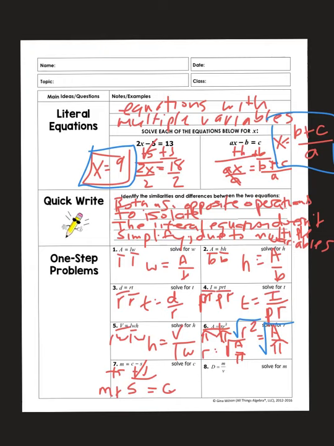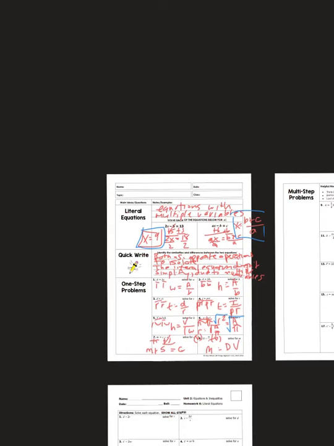Solve for m. D equals m divided by v. Well, we have to get rid of the v being divided into m. How do we get rid of something being divided? We multiply it by v. So I'm going to multiply by v on both sides. These cancel out, and m equals dv. Okay. Hopefully you're keeping up with this.